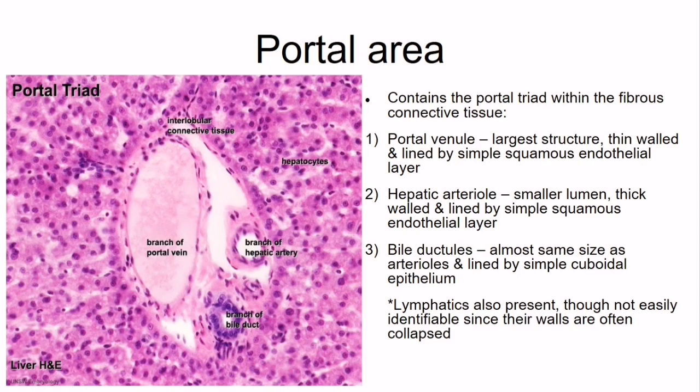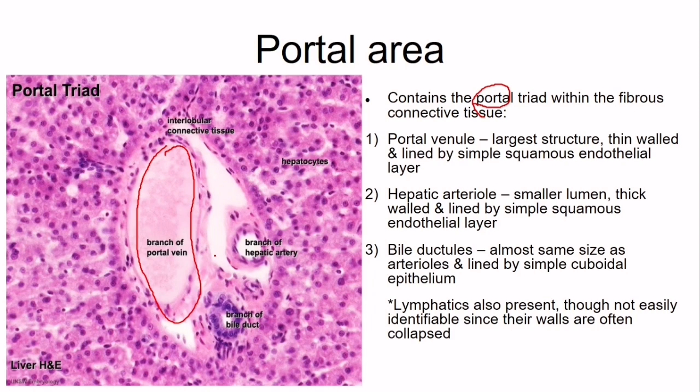All right. So the portal area contains the portal triad within the fibrous connective tissue of reticular fibers. Okay, so contents of the portal area. First of all, we have the portal vein. This portal vein, histologically, can be seen as the largest structure. This one is our portal vein, right? See, it's the largest structure present, all right? So this is the terminal branch of the portal vein.